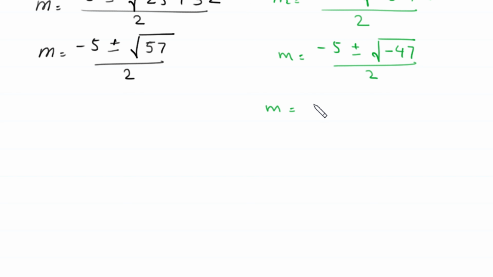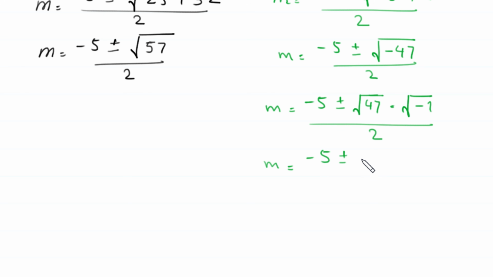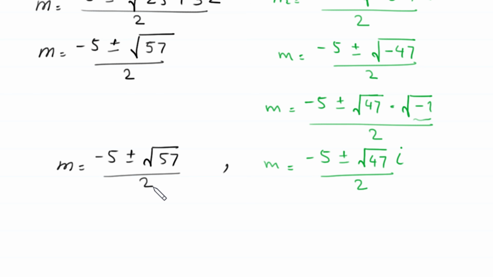Next, m is equal to negative 5 plus minus, this square root of negative 47 can be written as square root of 47 times square root of negative 1, divided by 2. And this will become m is equal to negative 5 plus minus square root of 47, this square root of negative 1 is i, divided by 2. And first we found this value of m: m is equal to negative 5 plus minus root 57 over 2.